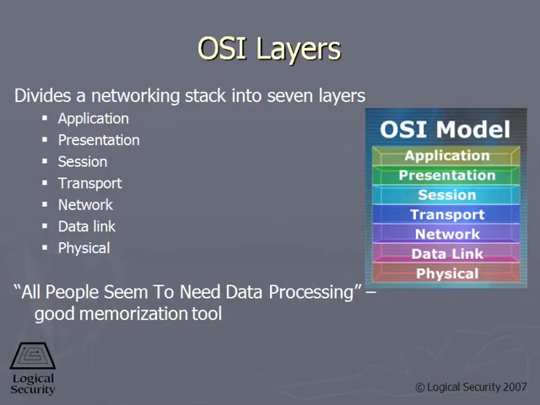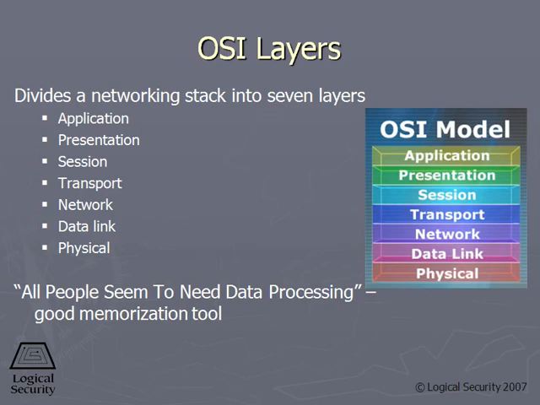So there are 7 different layers to the OSI model, and we're going to go through each one of them, what type of functionality takes place, and if you don't know these by heart, you do need to know them. Application, presentation, session, transport, network, data link, physical. And there's different ways to memorize them if you don't already have them burned into your brain. One of them is all people seem to need data processing. So A, all is application, P, people is presentation, etc.